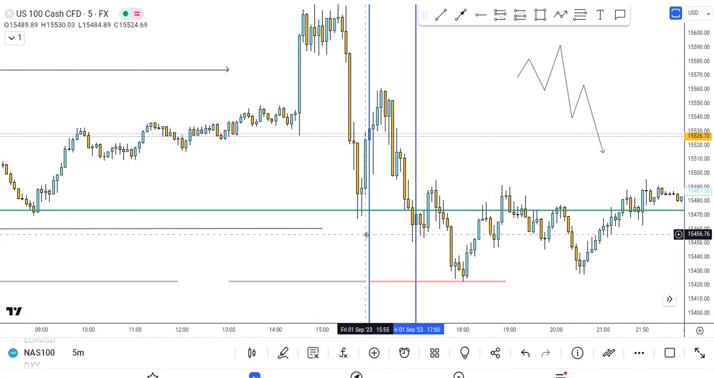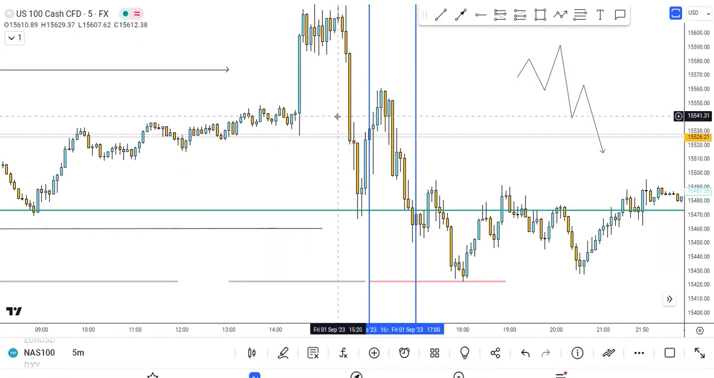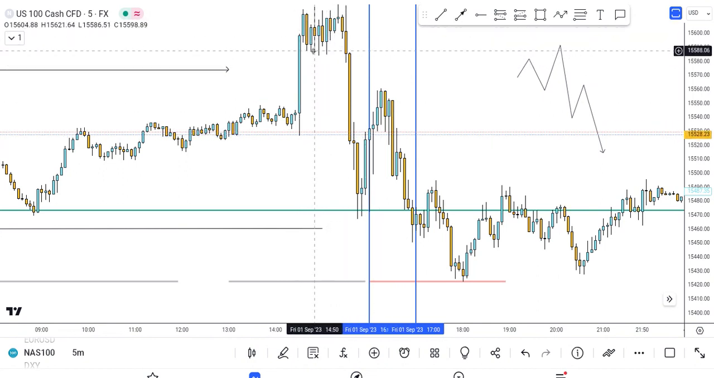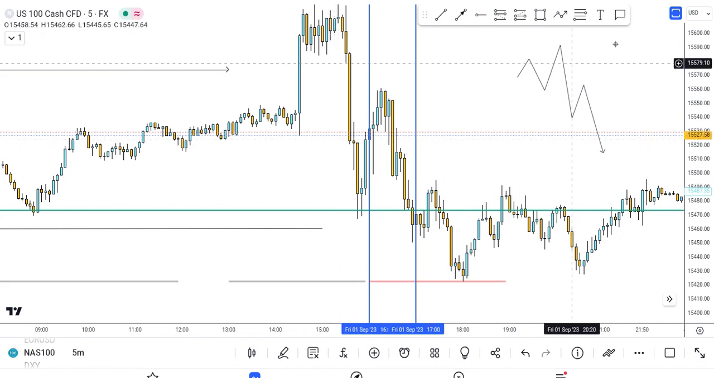Now we should also understand that this whole thing is happening on a daily fair value gap, and on an H4 there is an order block. So all this is happening on a higher time frame area of interest. So this gives us the ability to trust our setup, right? So now let's move down to a 1 minute time frame and look for our sell model.